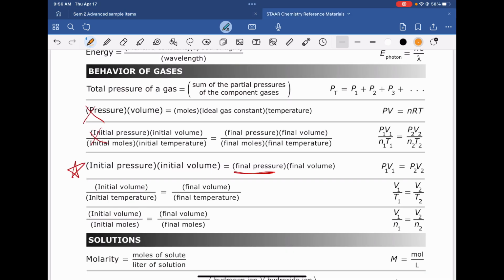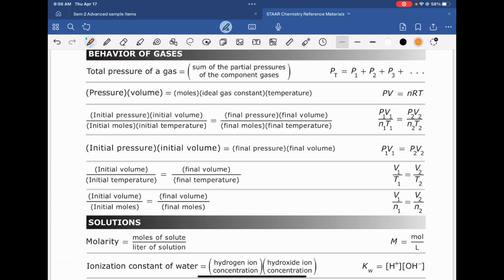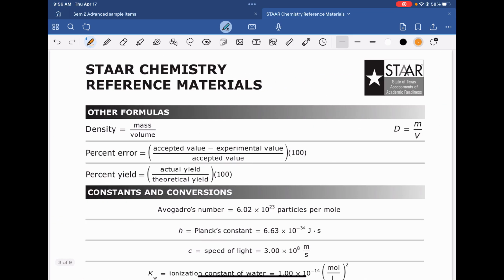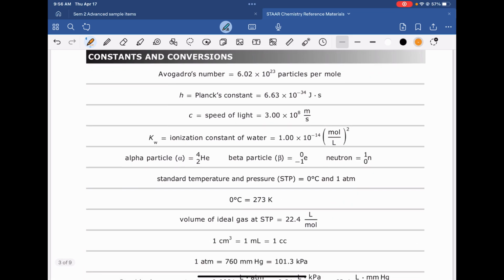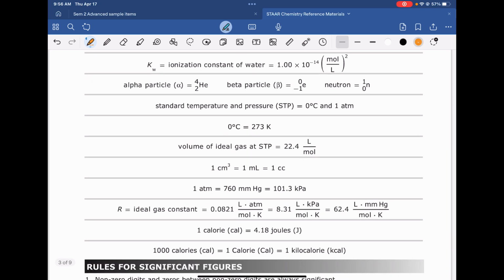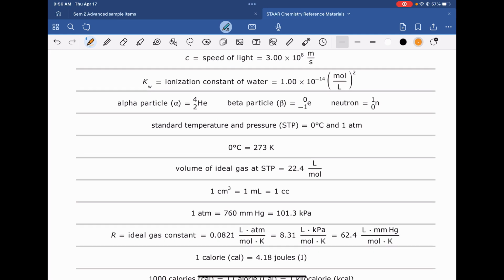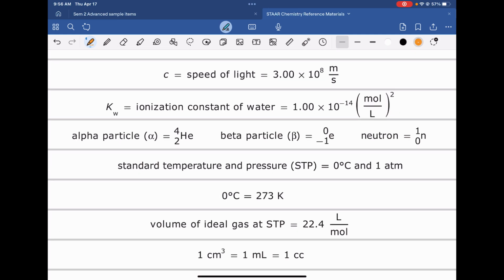Okay, so we're going to go ahead and go back to our formula sheet, and we're going to go to the side that has our constants and conversions, okay? Remember, your radiation particles are going to be underneath your constants and conversions. You have to remember when to use it. So it's talking about particles right here. It gives us our alpha particle, which is 4,2 helium, our beta particle, which is 0, -1 e, an electron, and then our neutron, 1 over 0 n, okay?